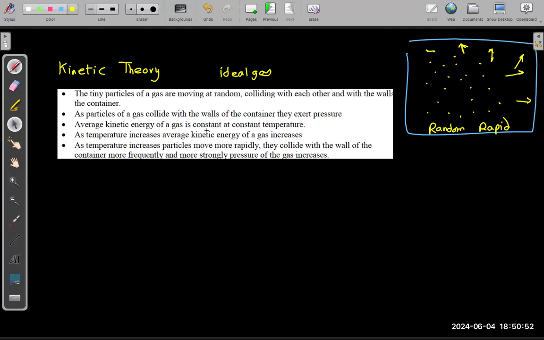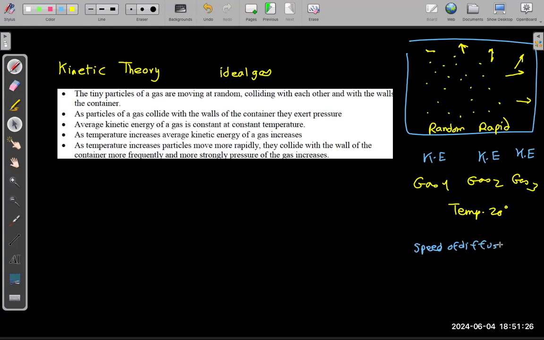The average kinetic energy of gas is constant at constant temperature. So if you have gas number 1, and gas number 2, and gas number 3, and the temperature is 24 degrees, what will you say about the kinetic energy? Some of the students will be tempted to tell me that the kinetic energy will increase as you decrease the mass. This is totally wrong, because this is not the kinetic energy. This is the speed of movement. This is the speed of the diffusion. So take care, don't confuse the speed of diffusion with the kinetic energy.